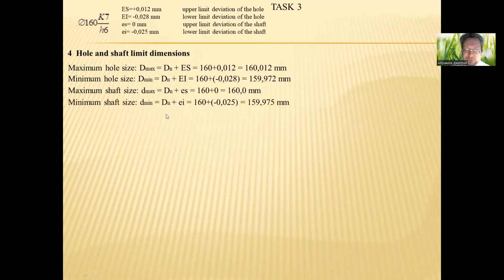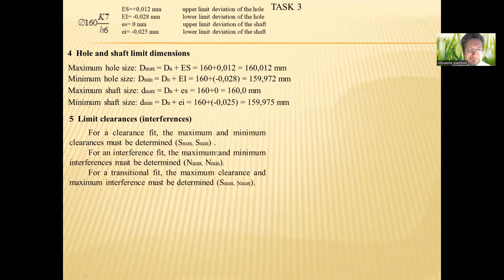Minimum shaft size, d minimum, we have nominal diameter plus lower limit deviation of the shaft, and we have 160 plus minus 0.025 millimeters. It's equal 159.975 millimeters. Limit clearances or interferences. For a transition fit, the maximum clearance and maximum interference must be determined. We have a transition fit, maximum clearance, S maximum.